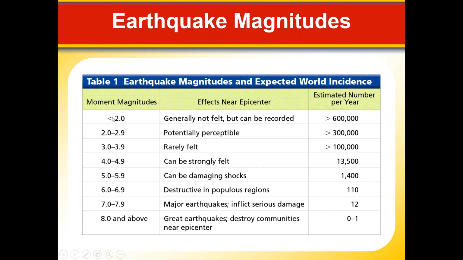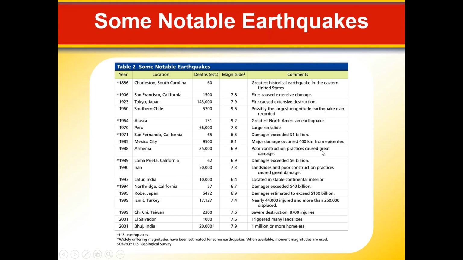So every year we actually experience earthquakes that are really small and cannot be felt, but that is much better than great earthquakes, because if there are no earthquakes occurring, it means there is an energy buildup, and when the energy is building up, then it is possible that a major or a great earthquake can occur. So these are some notable earthquakes in history.